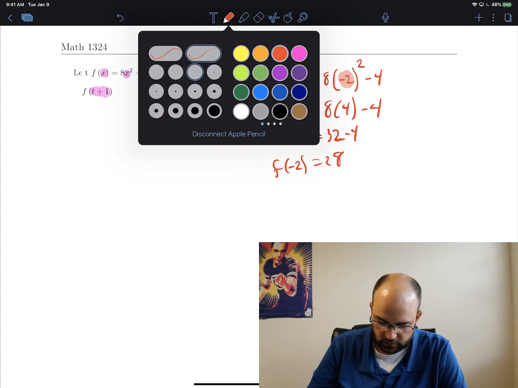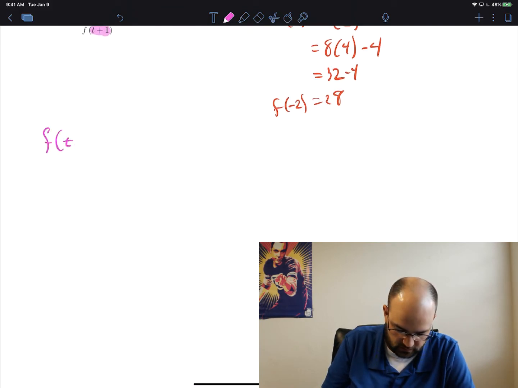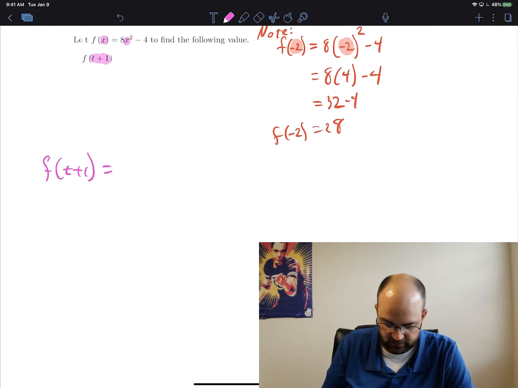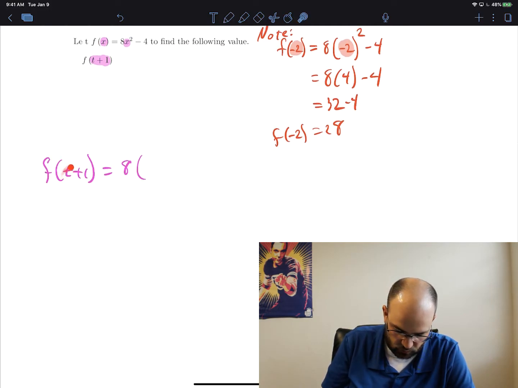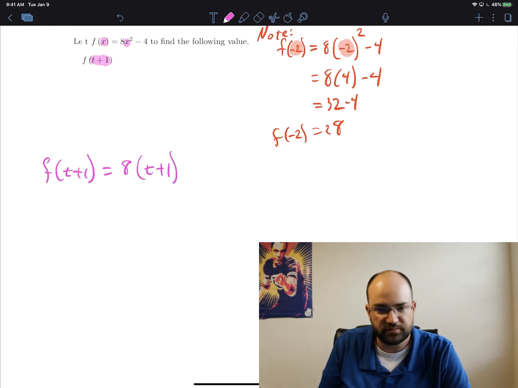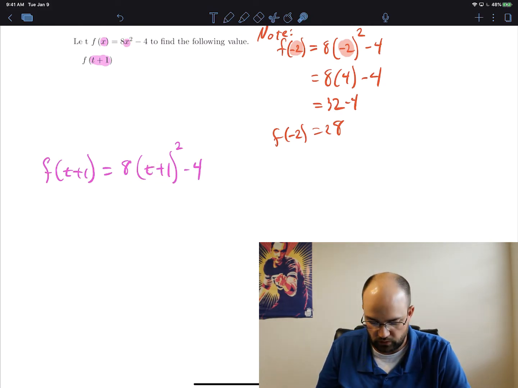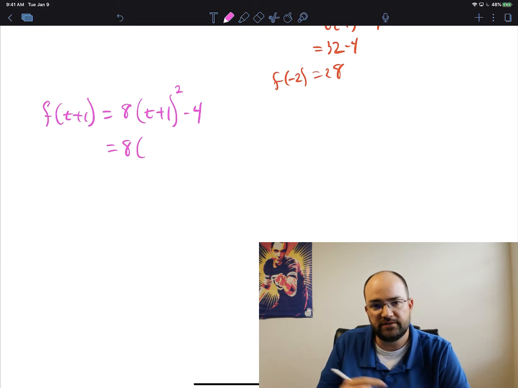So what we need to do here is, if we want to find f of t plus 1, we need to replace the x with t plus 1. So this would be 8, and then parentheses, whatever is right here, t plus 1, close parentheses, squared minus 4. Notice that this x just became that entire t plus 1. And then simplify. So this is going to give you 8 parentheses. Now, t plus 1 squared.